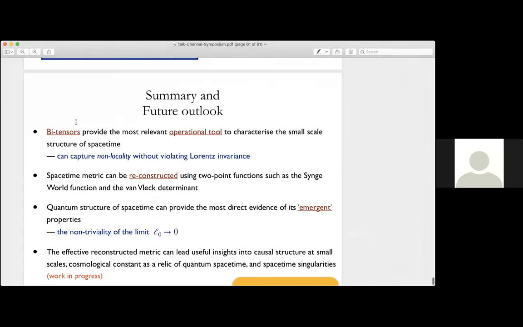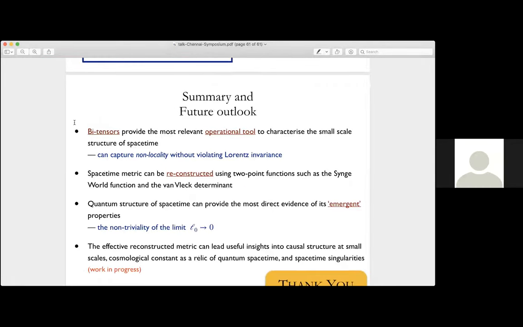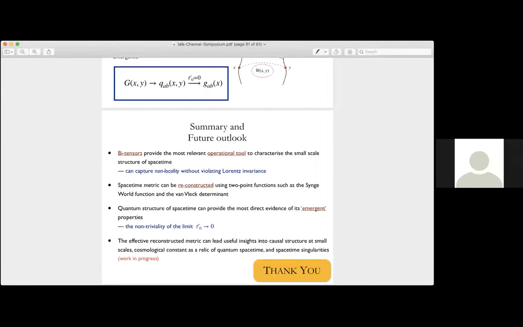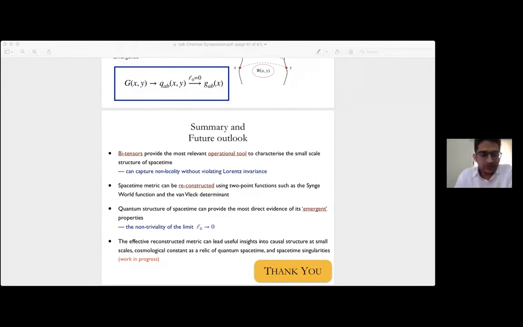Hello, sir. Can you hear me? Yes, we can hear you, Niranjan. Please go ahead with your question. In the beginning of the talk, you said that we can introduce the zero-point length, the UV cutoff, without violating Lorentz invariance. I'm not fully clear on how we maintain Lorentz invariance by introducing the UV cutoff in this whole system.